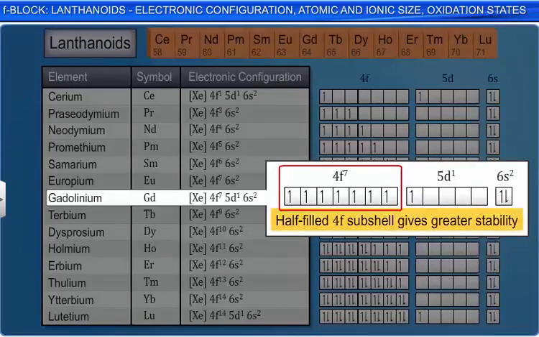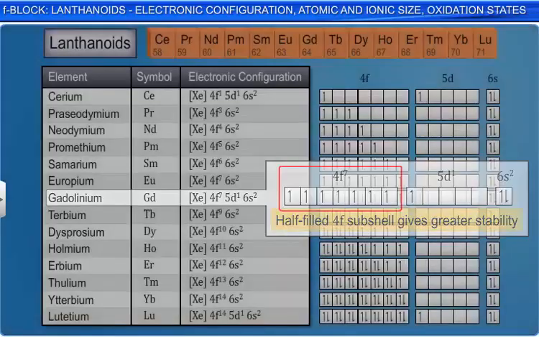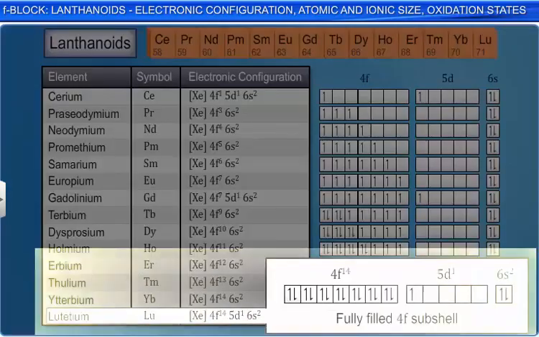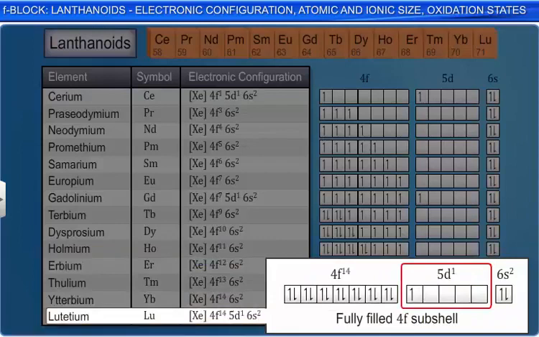The lanthanoids are characterized by the uniform +3 oxidation state shown by all the metals.